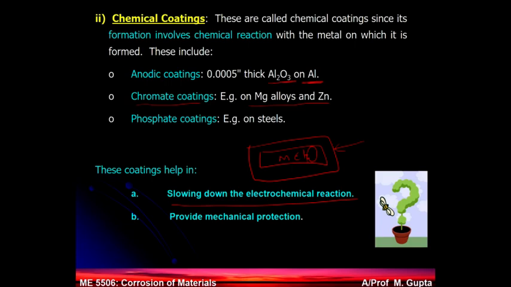Mechanical protection: they are very hard coatings. These chemical coatings are harder. So once they are hard, you cannot scratch them easily. You can of course scratch them if you take a very sharp diamond coated tool, but in normal conditions you cannot scratch them. So once you cannot scratch them, you cannot damage them easily. If you cannot damage them easily, you are able to protect the surface better. So they give you a mechanical protection on top of corrosion protection also.